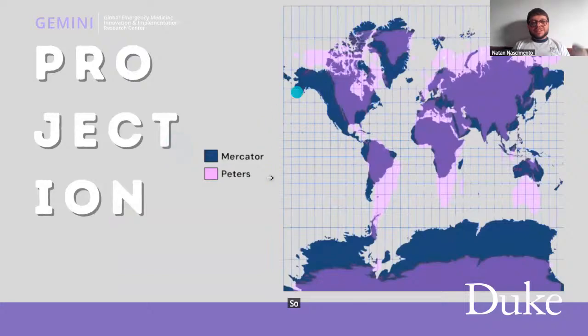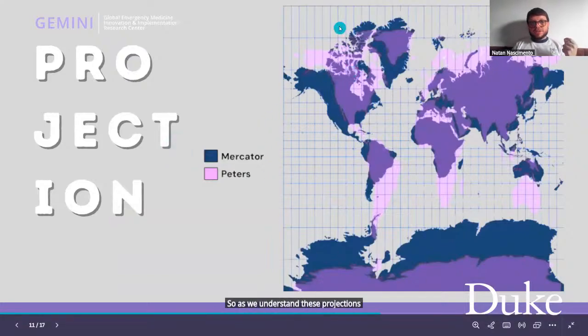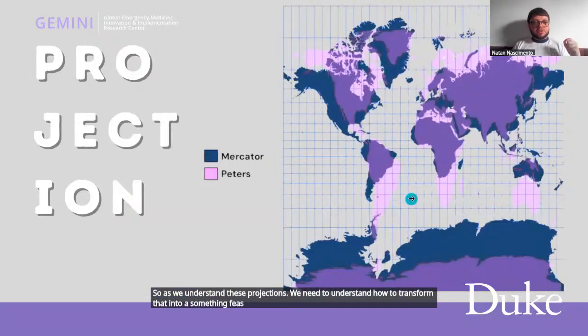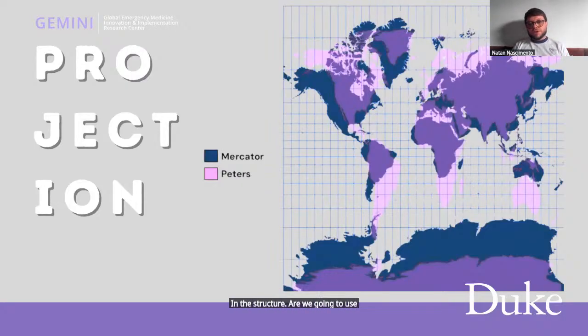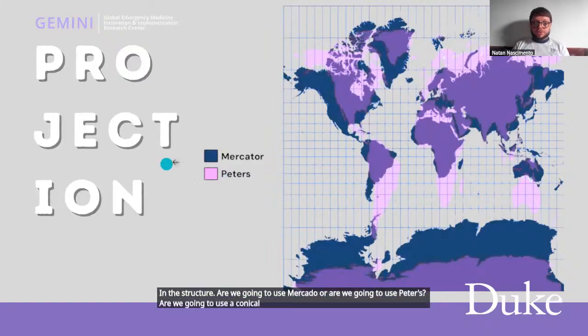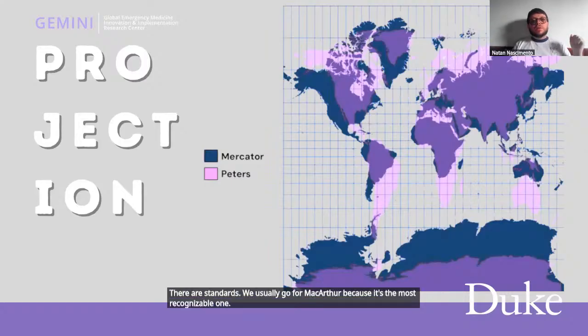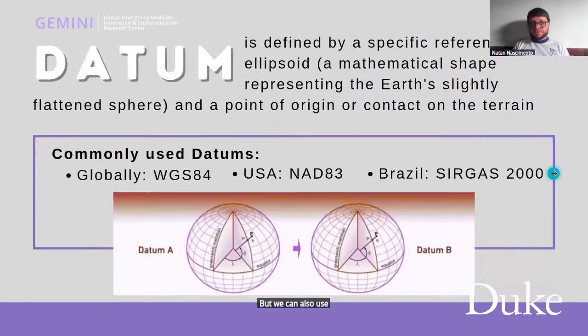So as we understand these projections, we need to understand how to transform that into something feasible for us to use in software. Are we going to use Mercator? Are we going to use Peters? Are we going to use a conical projection? There are standards. We usually go for Mercator because it's the most recognizable one, but we can also use other ones. And for that, we must choose a datum, that is a reference for the ellipsoid.